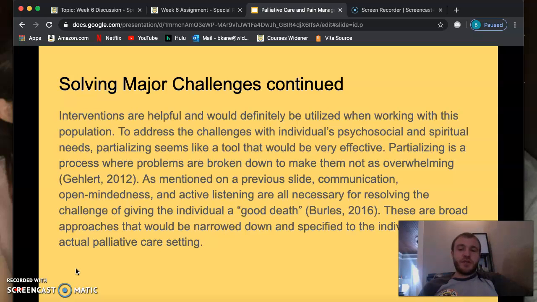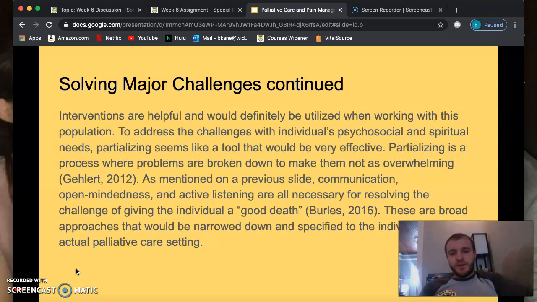psychosocial and spiritual needs. Partializing seemed like a tool that would be really effective. Partializing is a process where problems are broken down to make them less overwhelming to the individual. This is definitely a practice that could be utilized to break down the whole feelings of the end of life process and gain the perspective of the individual while also trying to help them make peace with their situation.